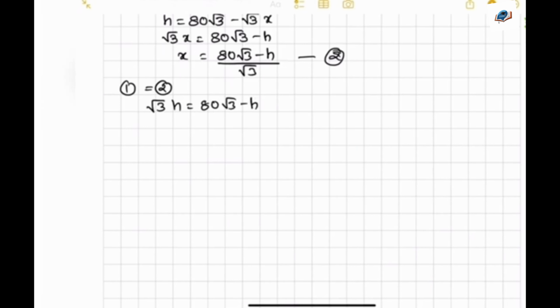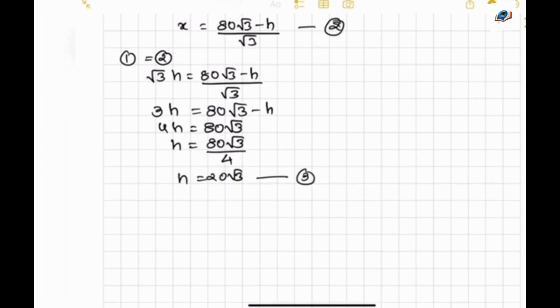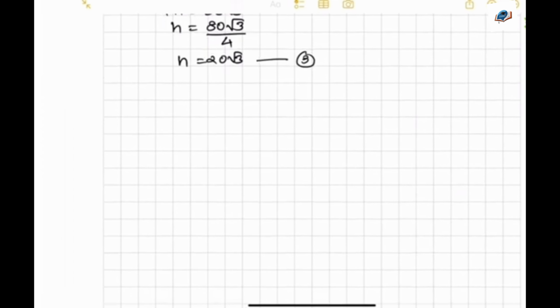So root 3h equal to 80 root 3 minus h upon root 3. So multiplying, taking root 3 on that side, I will get 3h equal to 80 root 3 minus h. So 4h will be 80 root 3. So h will be 80 root 3 upon 4. So that is h equal to 20 root 3. Now I got h equal to 20 root 3.